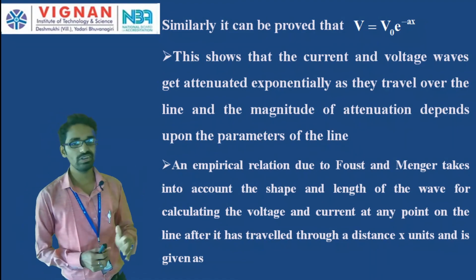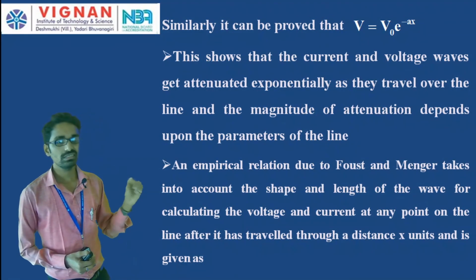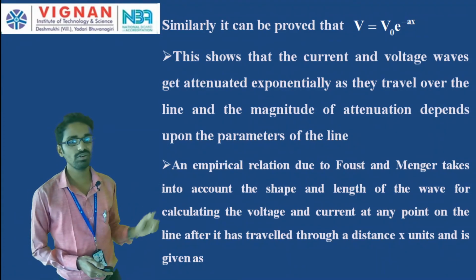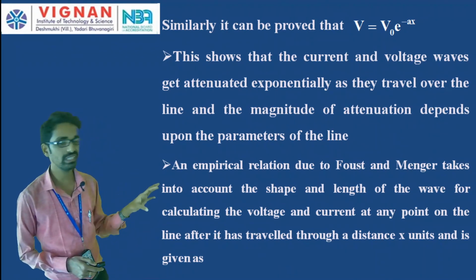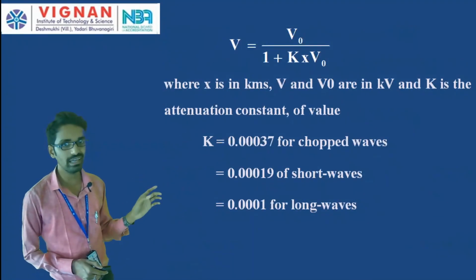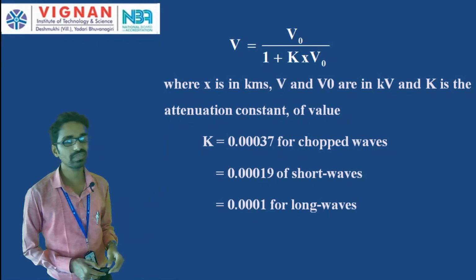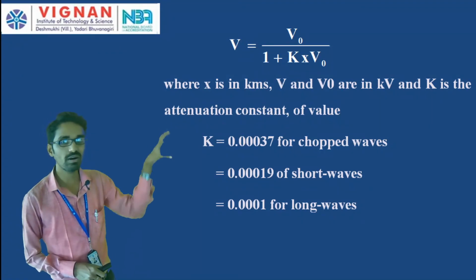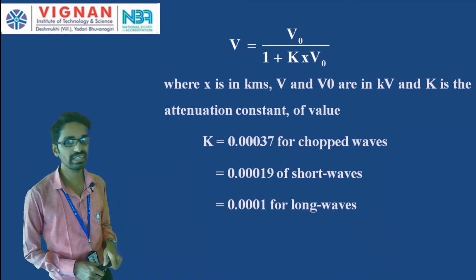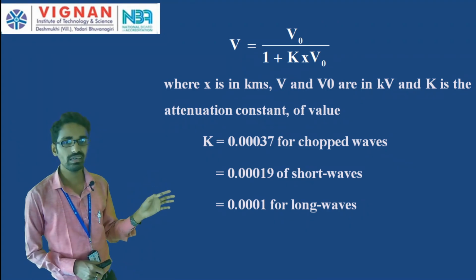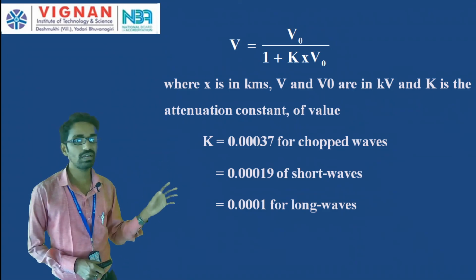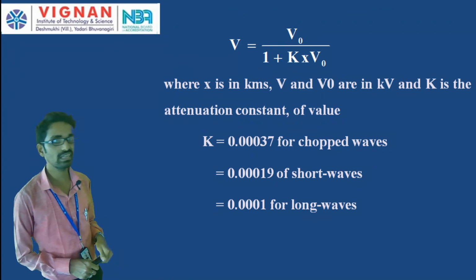Now an empirical relation due to Foust and Menger. In their empirical relation, we take into consideration the shape and length of the wave for calculating the voltage and current at any point on the line after it has travelled through a distance x, which is given as V equal to V0 by 1 plus k into x into V0. That is the formula. In that, x is in kilometers, V and V0, the voltage and the reference voltage, are in kilovolts, and k is the attenuation constant.